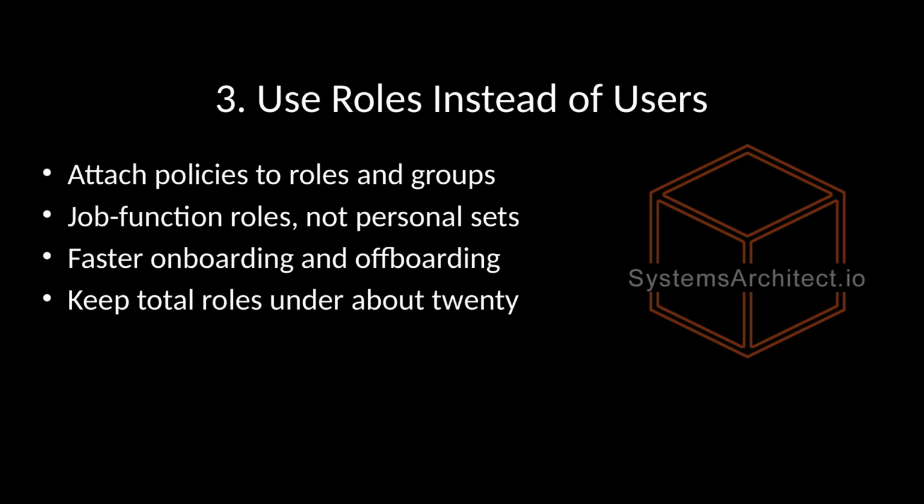On Azure, map Entra security groups to RBAC roles at management group or subscription scope, and use Privileged Identity Management to make elevation time limited with justification. On GCP, bind roles to Google Groups and use workload identity federation so external systems assume roles without service account keys.